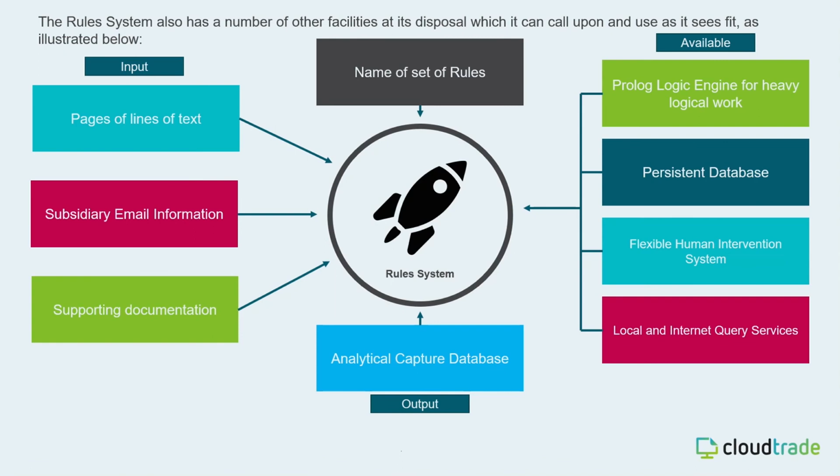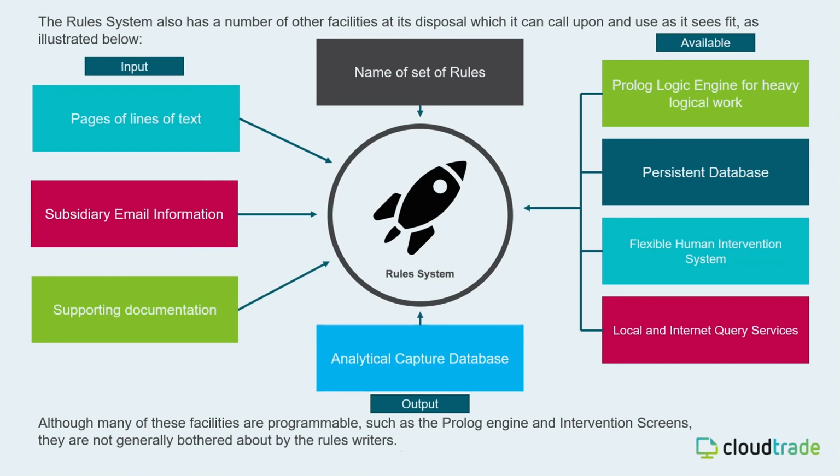The rule system has a number of other facilities which you can call upon as it needs. On the right you will see they can actually use the Prolog engine for heavy logical work. There's a persistent database that's available. It has a human intervention system, which I'll talk a lot more about later, and you can even go off onto the internet to query external systems. Many of these facilities are programmable, although they're not generally a bother to the rules writers. Now onto the rules themselves.